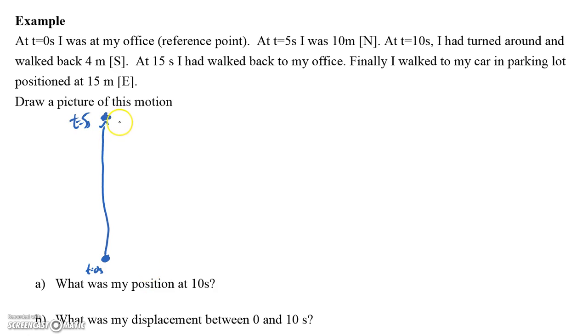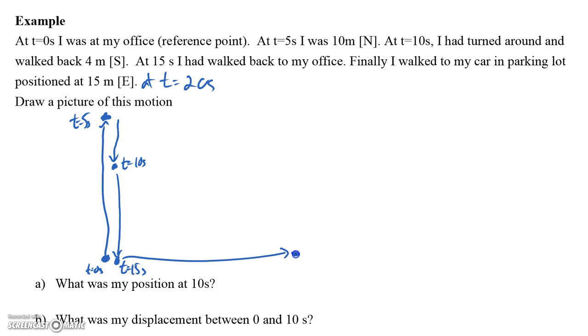And at time equals 10 seconds, I turned around, so I went this way. I came back 4 meters south, and I ended up here. So this is time equals 10 seconds. And then I end up all the way back at the beginning here. Time equals 15 seconds. And then finally I walk to the car in the parking lot. It should say at time equals 20 seconds. So that's going to be over here at t equals 20 seconds.